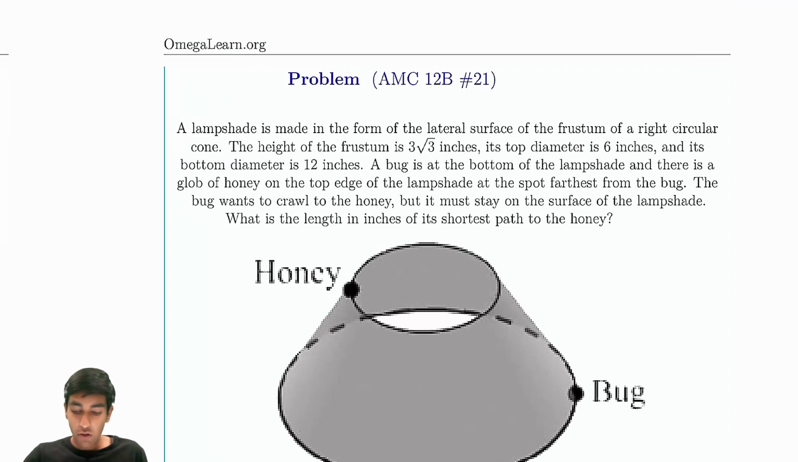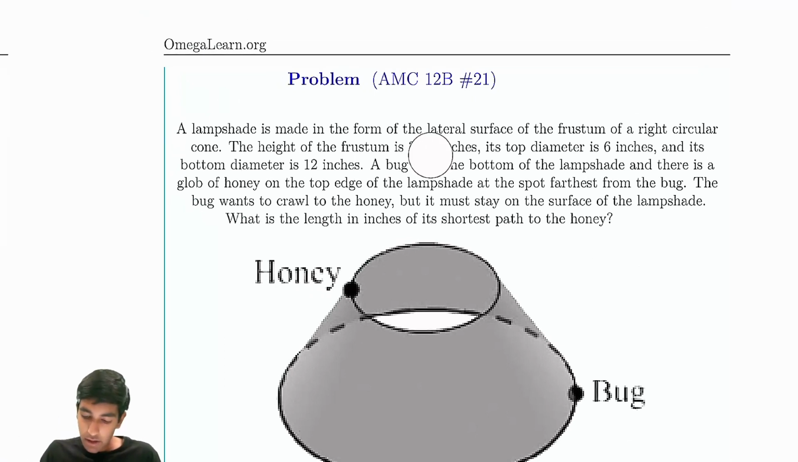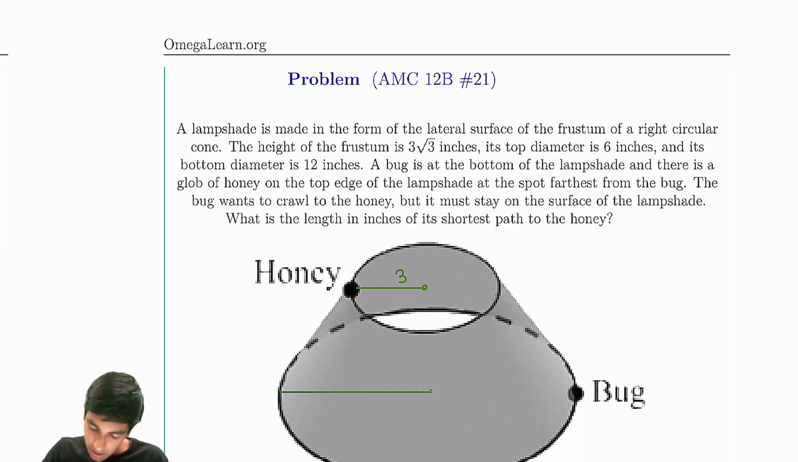Let's now explore how to solve this tricky 3D geo problem from the 12B. The lampshade is made in the form of a lateral surface of a frustum. Height is 3 root 3. The top diameter is 6, so top radius is 3. Bottom diameter is 12, so bottom radius is 6. Okay, so this is 3 root 3.